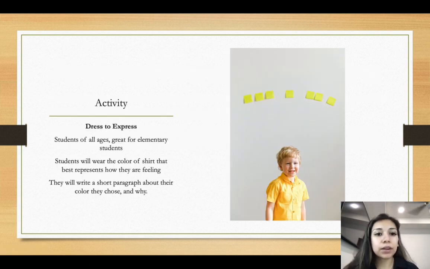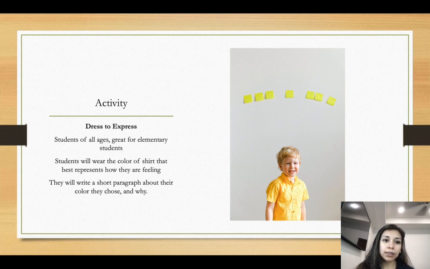And here's just a little activity on how they may express their behavior in a healthy way. It's an activity called Dress to Express. Students of all ages, great for elementary students, will wear the color of shirt that best represents how they're feeling. They will write a short paragraph about the color they chose and why. So, for example, this student wore yellow and he's smiling, he's happy, and the teacher will probably just instruct him to sit and write a little paragraph about how he's feeling today, why he chose that color.